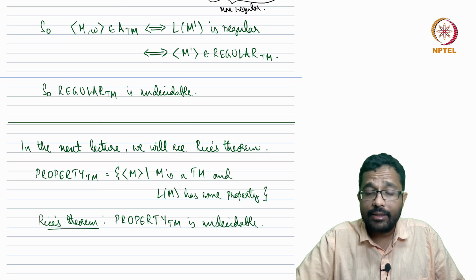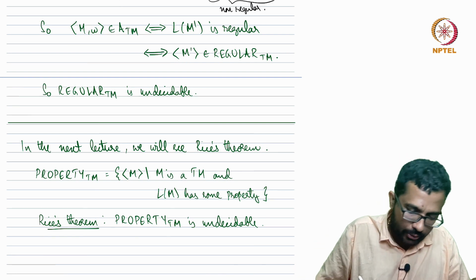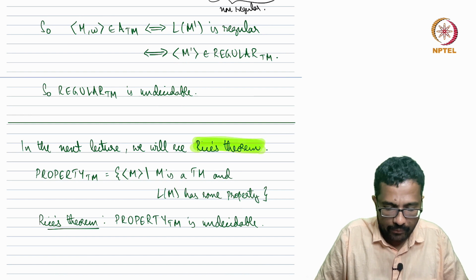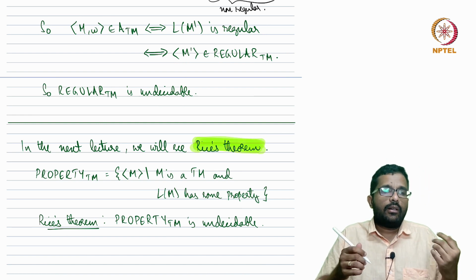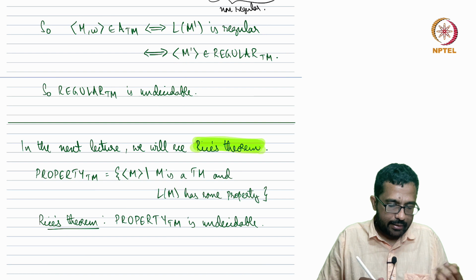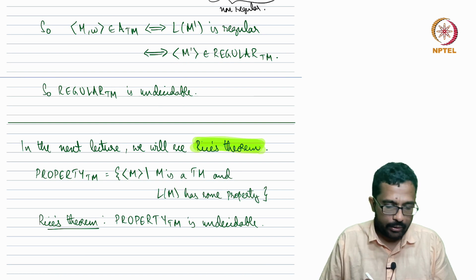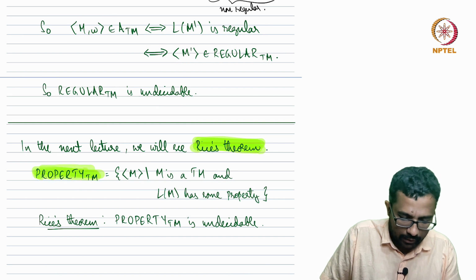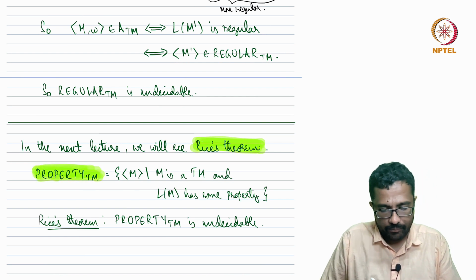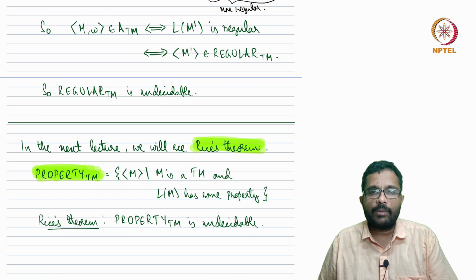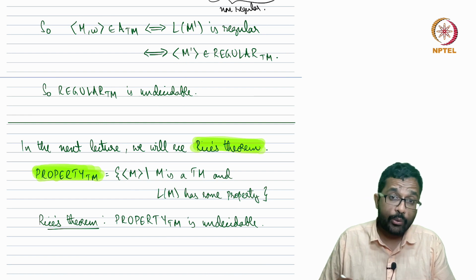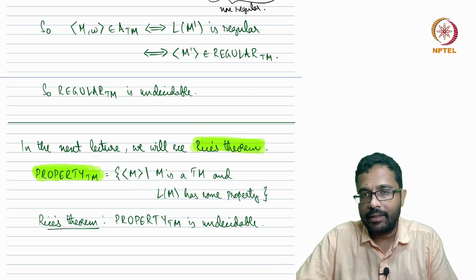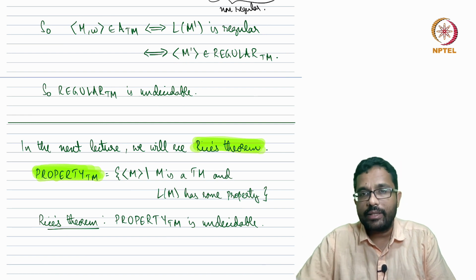So in fact, it turns out that we can generalize this. This theorem is called Rice's theorem. The point is this: consider a language called property TM. Property TM is like, given a Turing machine, we are asking whether the language recognized by the Turing machine, so that's important, does it have some property? We are not asking whether the Turing machine has some property, we are asking whether the language has some property.